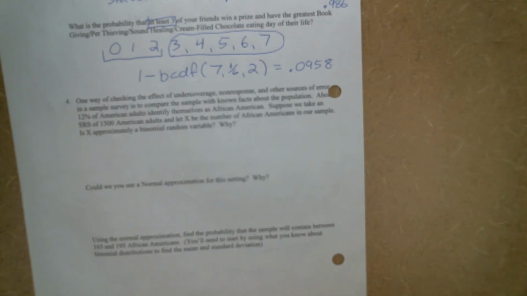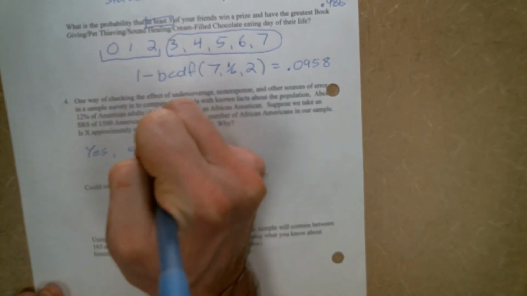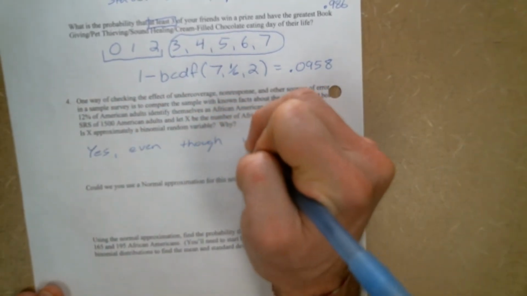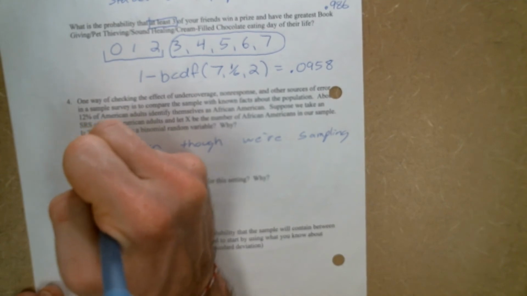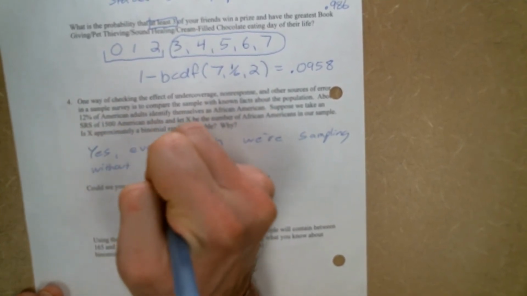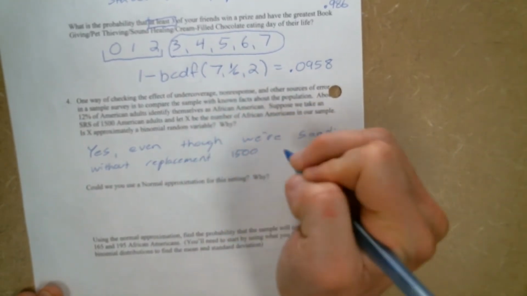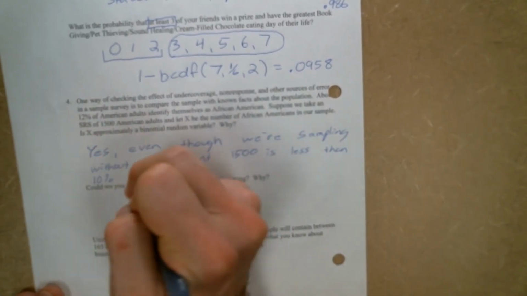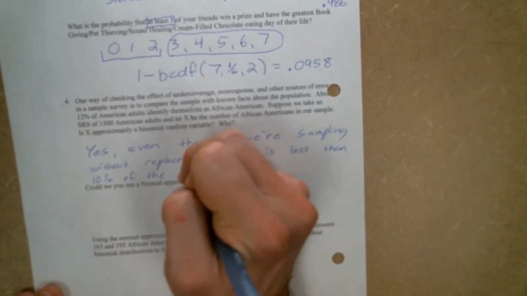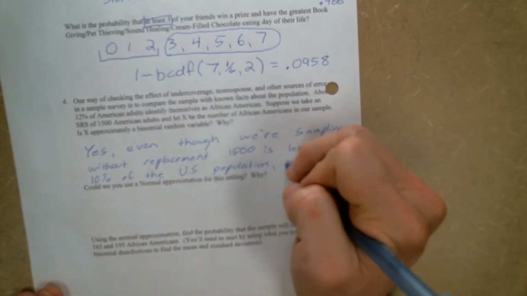Yes. I kind of jumped ahead there. I was supposed to say why, and then I'm going to say, yes, it is, even though we're sampling without replacement, 1,500 is less than 10% of the US population. So we're okay.